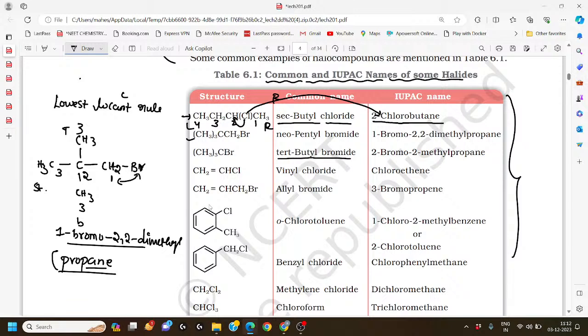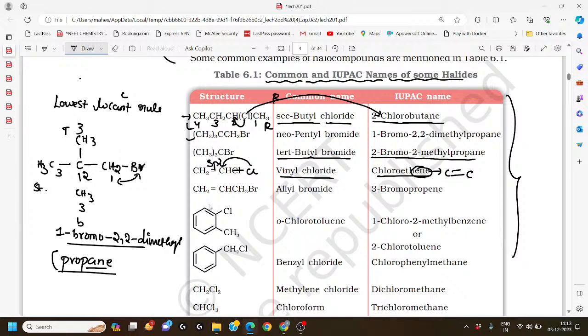So its common name is butyl chloride and its IUPAC name is 2-bromo-methylpropane. So we observe the CH2=CH-Cl. We observe that Cl is attached to sp2 carbon. So we simply name it as vinyl chloride. In IUPAC name, chloroethene. Ethene, why? Because a double bond is present between the carbon and carbon.